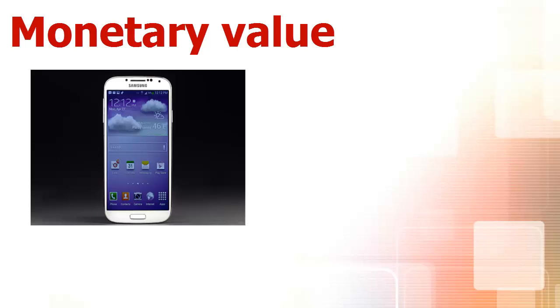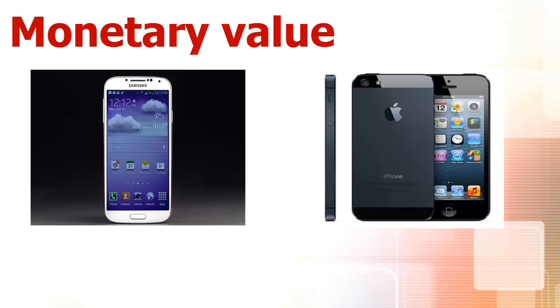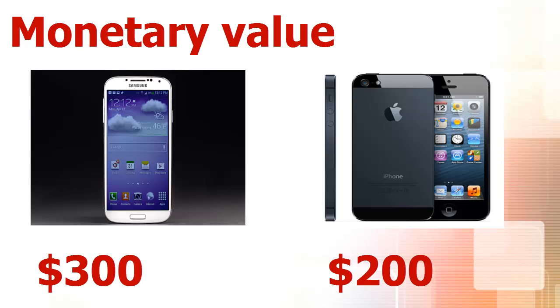For example, I'd like to buy a new Samsung Galaxy, or I could buy a new iPhone, and I know that the Samsung Galaxy will cost me about $300 and the iPhone would cost me $200. So when I base on the money value, of course I would want to buy the iPhone. Therefore, the Samsung Galaxy will be my opportunity cost.